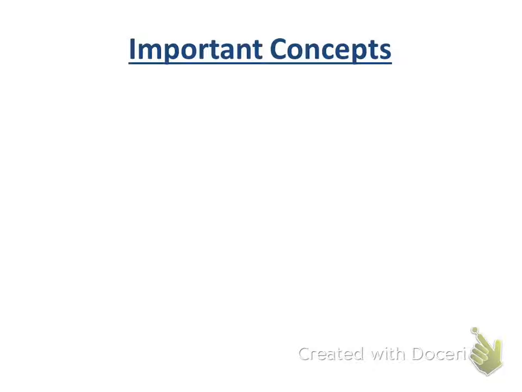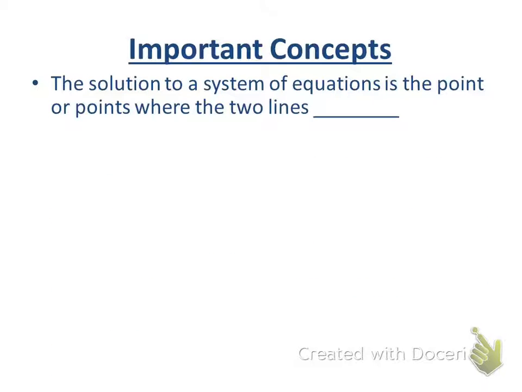And here's the important concepts we're going to look at for today. A reminder, the solution to a system of equations is the point or points where the two lines intersect. So when we solve it, whether we solve it graphically or algebraically, what we're finding is the point of intersection. The point of intersection is what we're finding when we solve a system of equations.